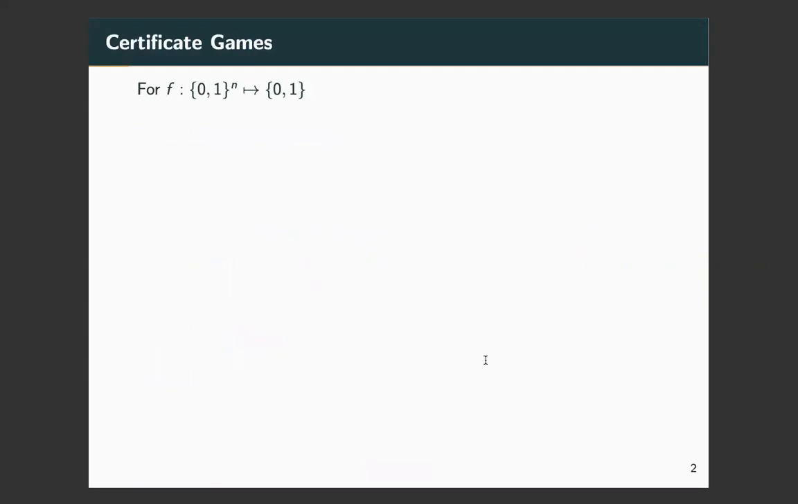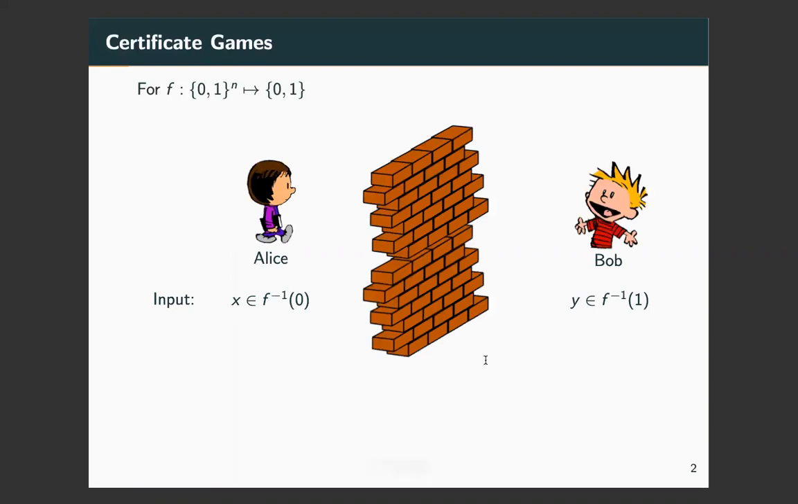We have a Boolean function f, which takes an n-bit string as input and maps it to 0 or 1. The players Alice and Bob are not allowed to communicate, and this is illustrated by placing a wall between them. Alice gets her input x, which is mapped to 0 by the function, and Bob gets his input y, which is mapped to 1 by the function.